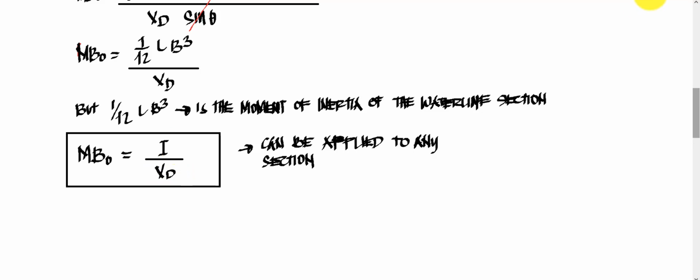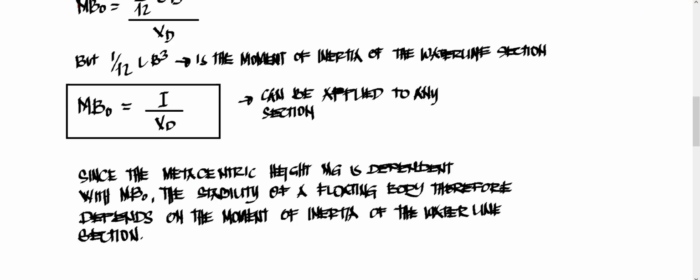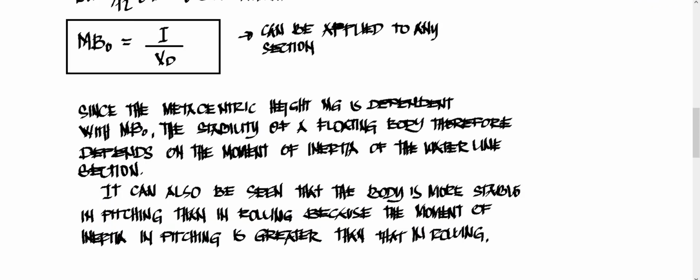Take note, since the metacentric height MG depends on the MBO, the stability of the floating body therefore depends on the moment of inertia of the waterline section. It can also be seen that the body is more stable in pitching than in rolling, because the moment of inertia in pitching is greater than that in rolling.